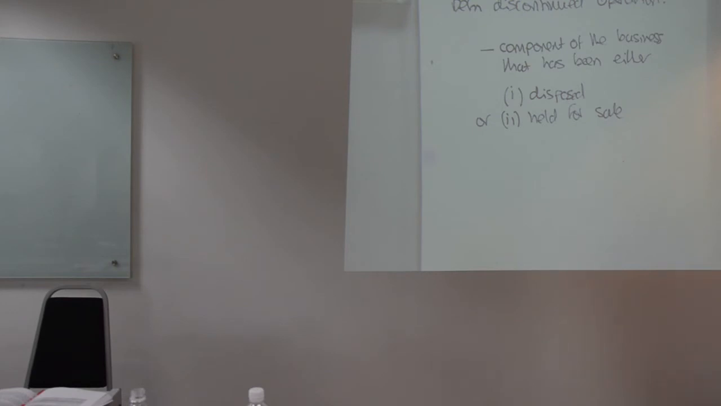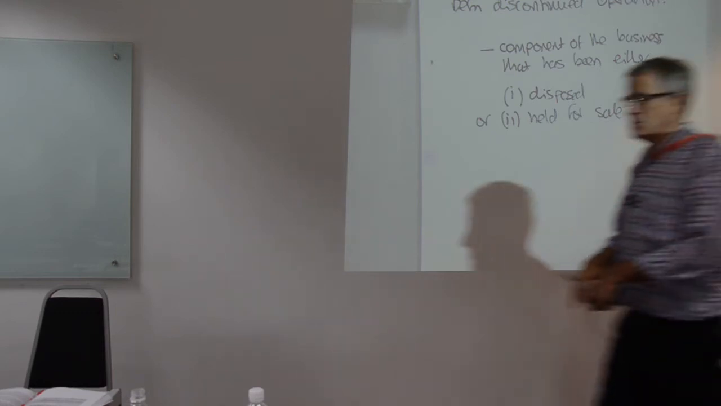To be discontinued, you've got to close something down entirely. You've got to close a country down entirely, or you've got to close a product range down entirely. You can't just say, we're trimming here, we're trimming here, we're trimming here, and we're trimming here. There has to be surgery where something specific goes. That's a discontinued operation.